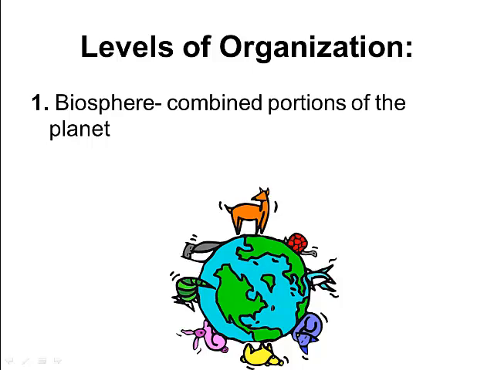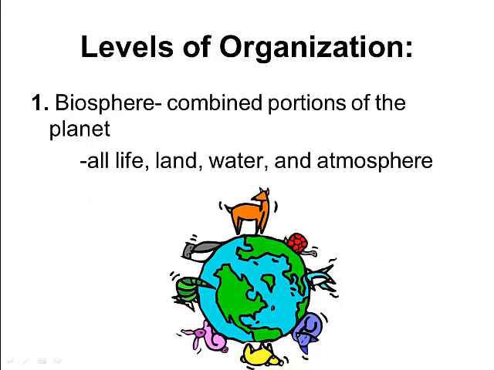So the largest level of organization when we talk about ecology is the biosphere. The biosphere is all the combined portions of the planet. So it's all of the life, every single type of living thing, all of the land that they live on, all of the water that they use, and the atmosphere that you breathe. So think about the atmosphere going all the way around the outside of the Earth, and everything from that atmosphere on in is part of the Earth's biosphere. Remember, bio means life, so it's any parts that are going to help to sustain the life and the life itself that is found there.